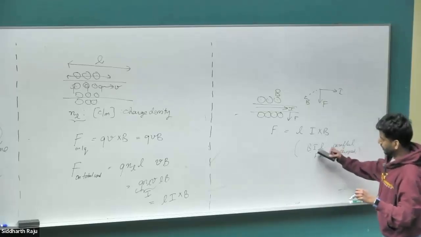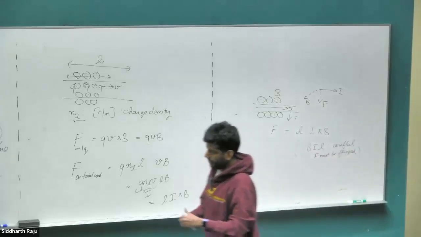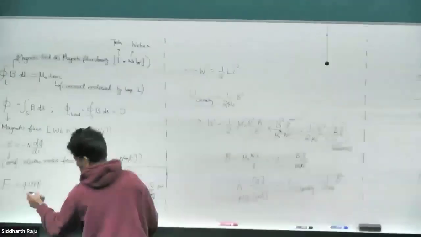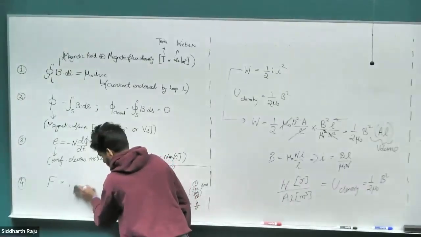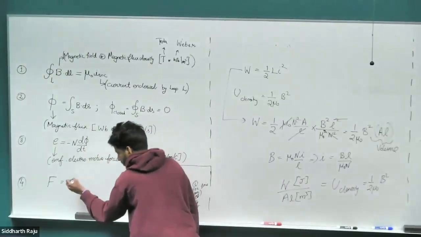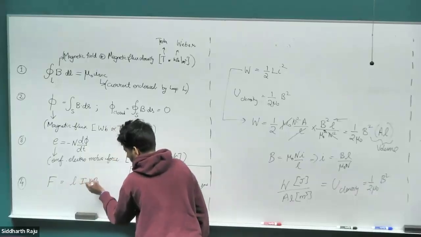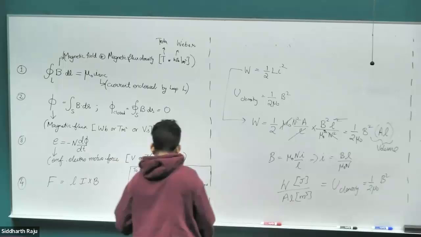It's easier to remember, but the product is I cross B, not B cross I. Okay, so let's replace the last equation with that. We can forget everything we learned last week. So we just have L times I cross B.